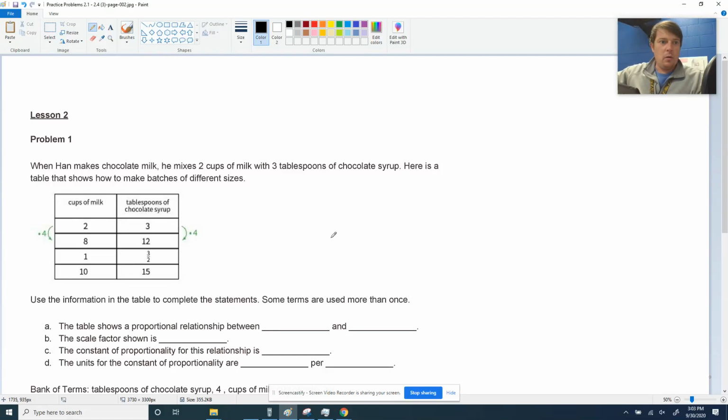We're going over homework, lesson number 2 in unit 2. And we're looking at Han, who's making some chocolate milk. And he's mixing milk with chocolate syrup. That's how you make chocolate milk. Pretty straightforward.